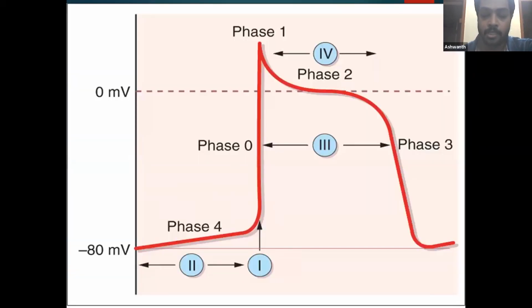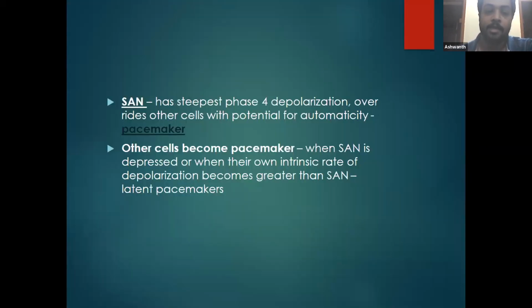So this is basically the action potential. The sinoatrial node has the steepest phase 4 depolarization and overrides other cells with potential for automaticity. This is called the pacemaking effect, and other cells have pacemaker activity as well. But when the sinoatrial node is depressed, or when their own intrinsic rate of depolarization becomes greater than the sinoatrial node, there are latent pacemakers from the other cells.